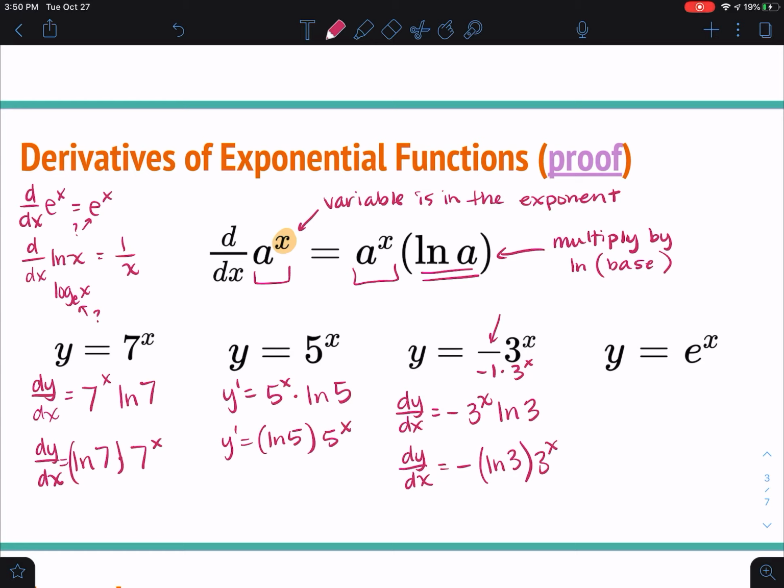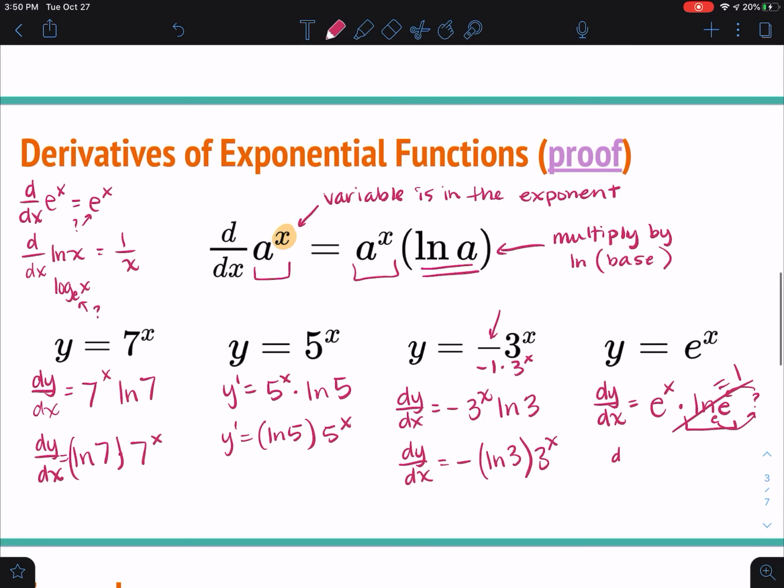Okay, now let's use the same rule for e to the x. So e to the x is going to stay e to the x, and then I have to multiply it by the natural log of e, which we all know is going to cancel out because that's equal to 1. That's basically asking you e to what power will give you e, and it's got to be 1. So that's why, using our rules, e to the x is still going to have a derivative of e to the x.